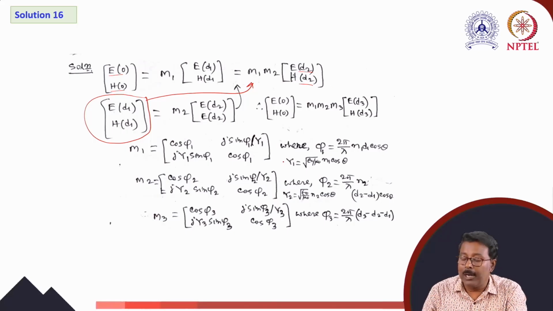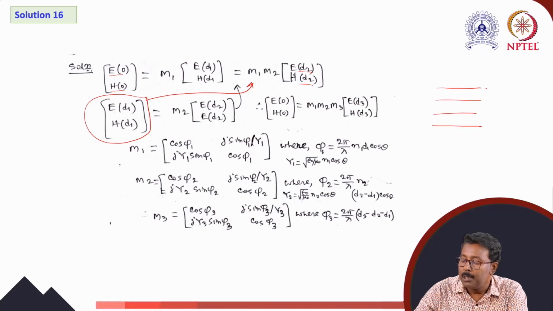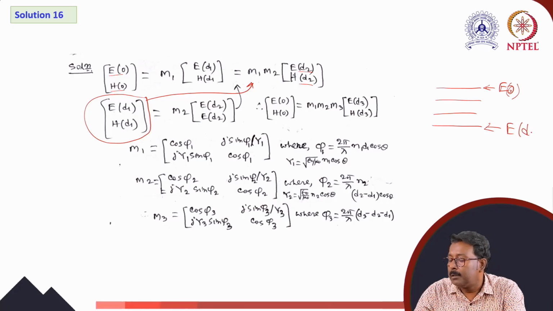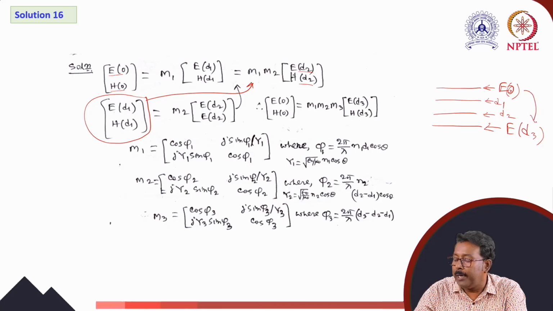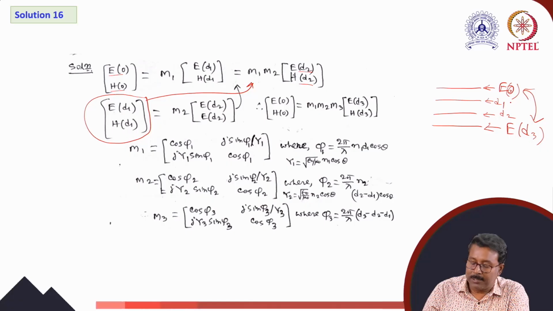So ultimately you can get the relationship between the electric field at top and electric field at the bottom. So this is say E0 and suppose this is ED, this is D1, D2, D3. So E0 and ED3, they are related by some product of matrices.